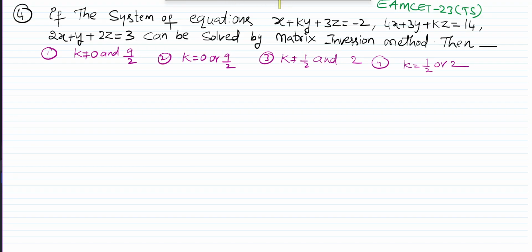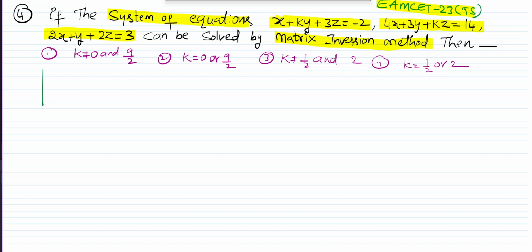This is the fourth question from Matrices, EAPCET 23 TS. It is given that the system of equations x + ky + 3z = 2, 4x + 3y + kz = 14, and 2x + y + 2z = 3 can be solved by the matrix inversion method. Then find the value of k. Options are given.